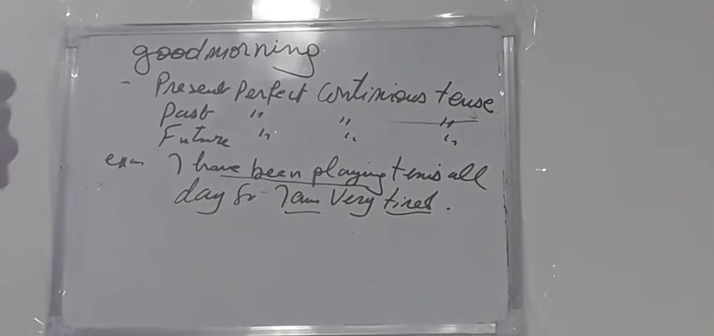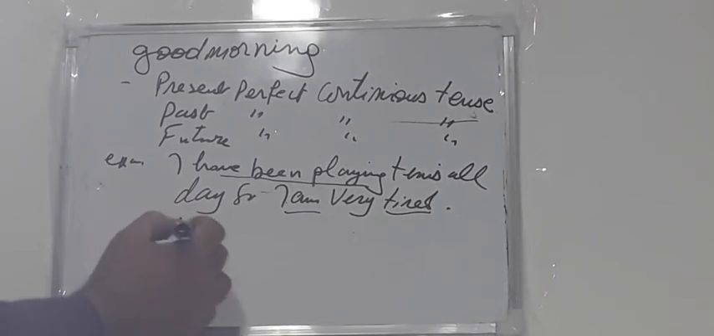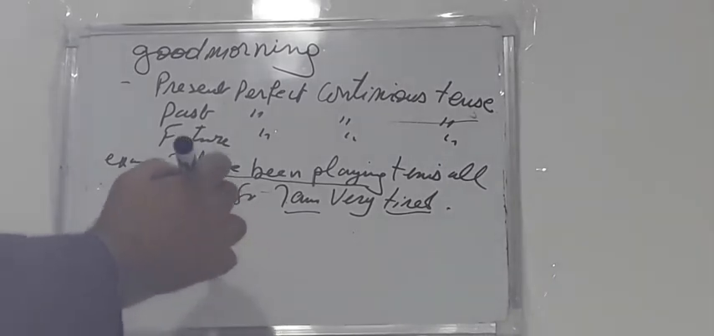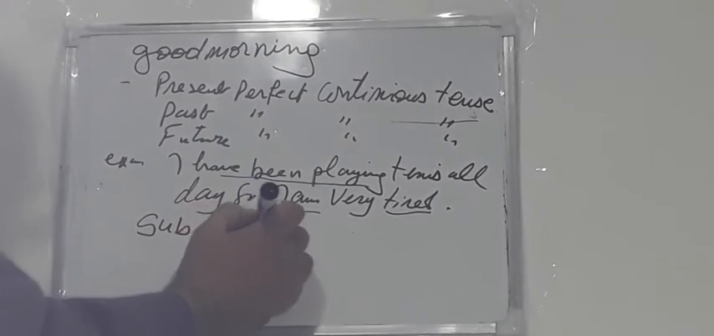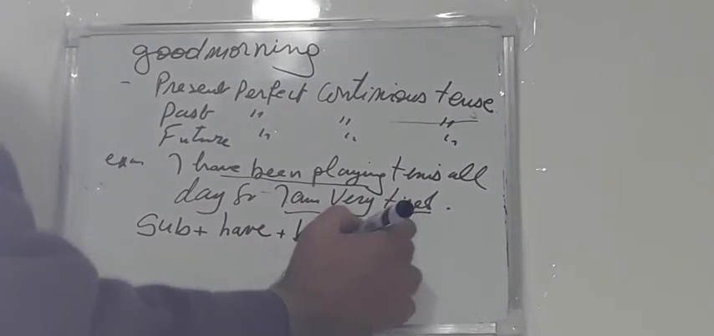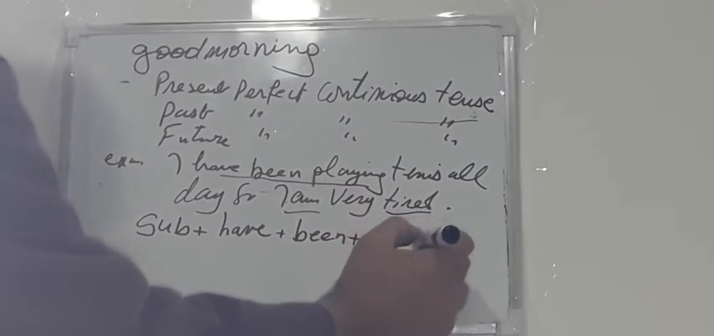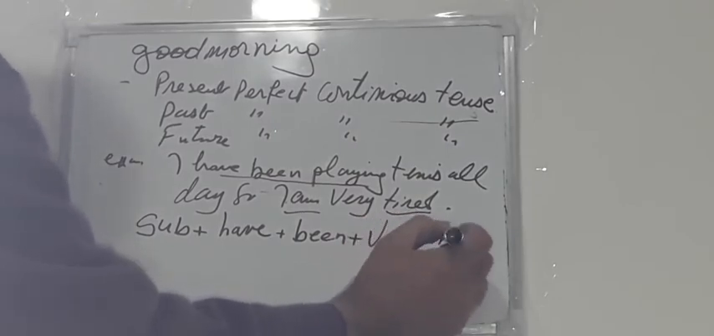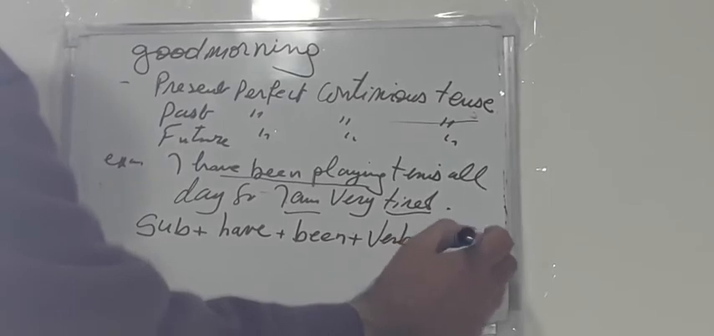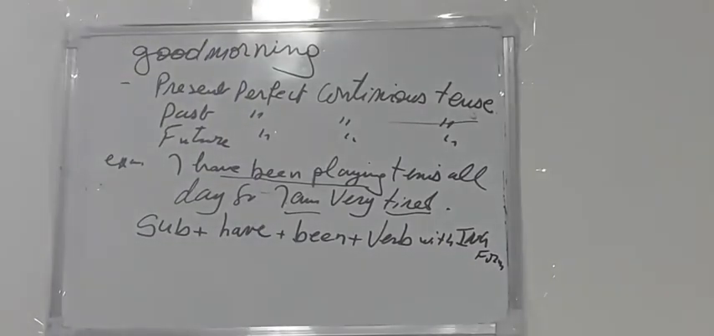The structure of the sentence is like this. We have subject plus have plus been plus verb with the ing form. Ing form. Okay? This is the present perfect continuous tense.